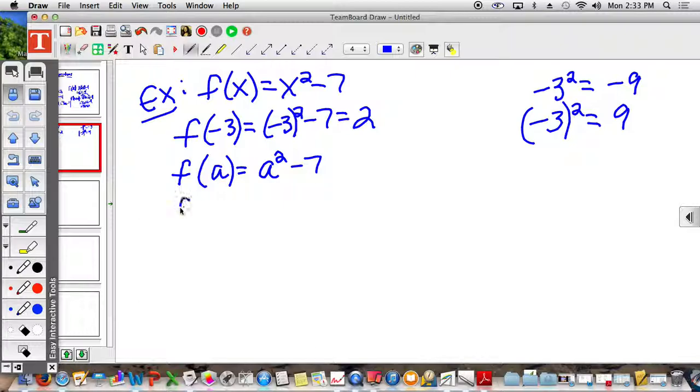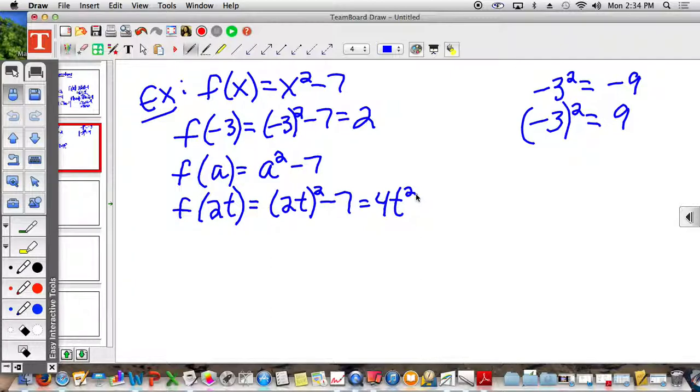What about this? f of 2t. Replace x with a what? 2t. You're going to have 2t squared minus 7. What is 2t squared? 4t squared. In other words, you have to square both the 2 and the t.